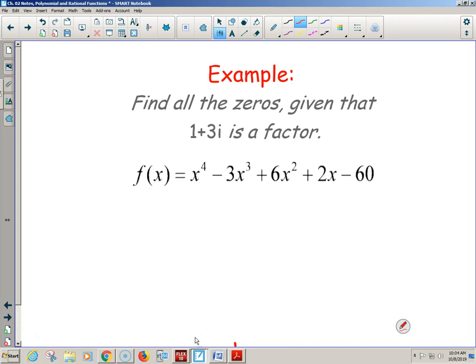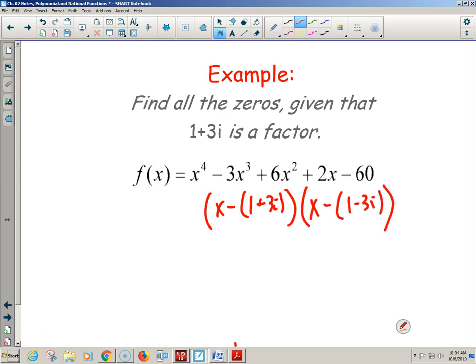Yeah, you would have done this. Oh no, you would have had to do it. Yesterday was a little weird because you had to do x minus 1 plus 3i and x minus 1 minus 3i, and then you had to foil.